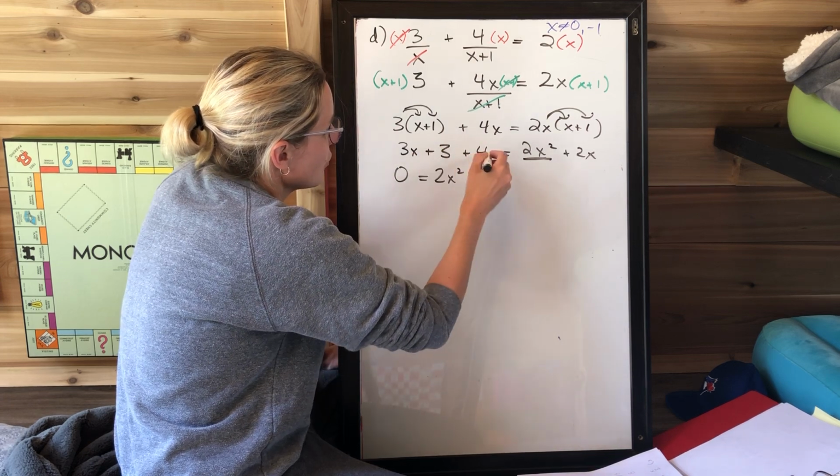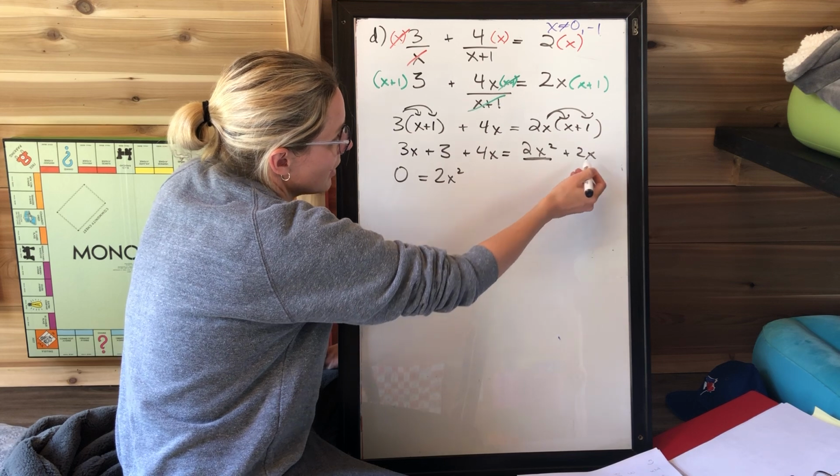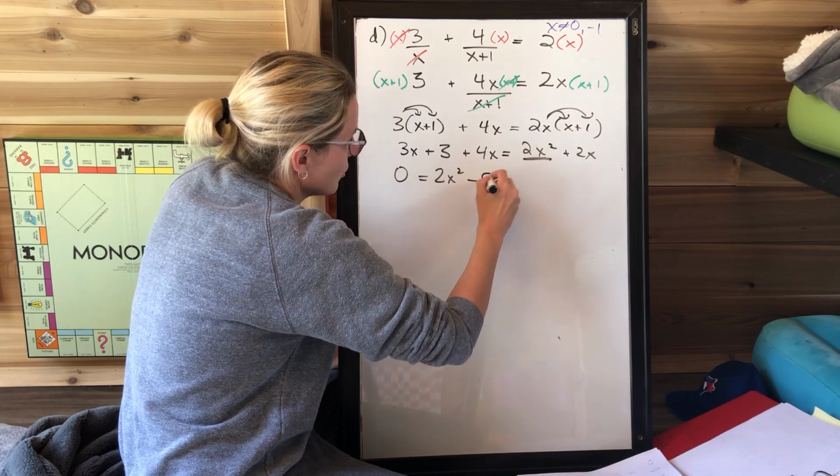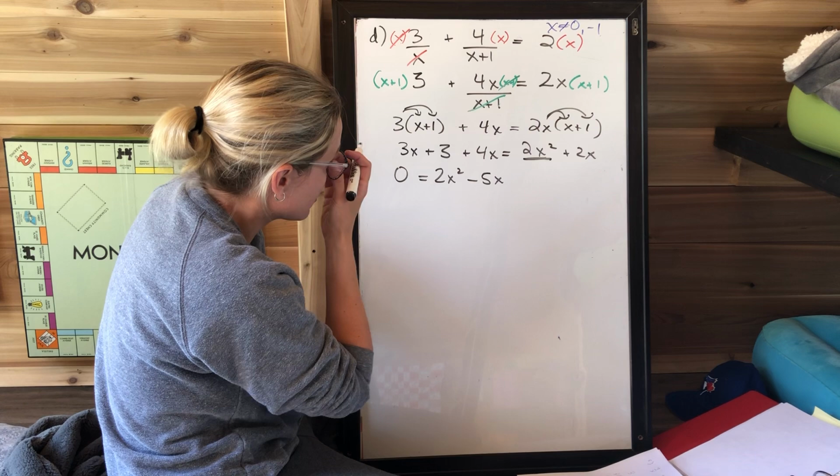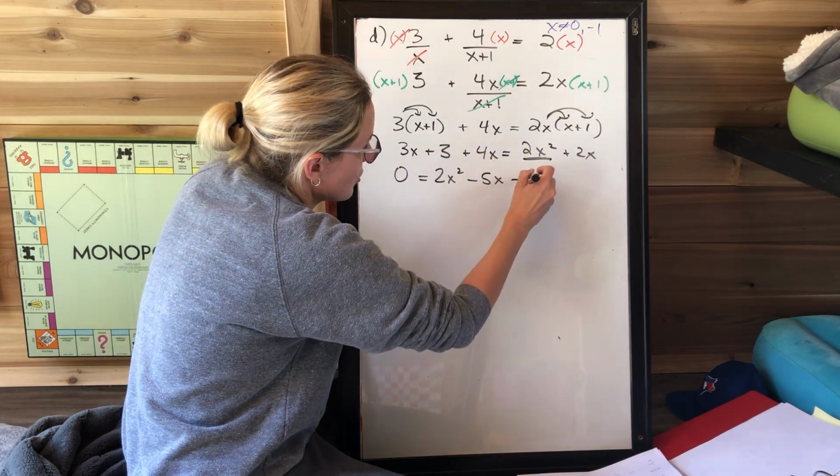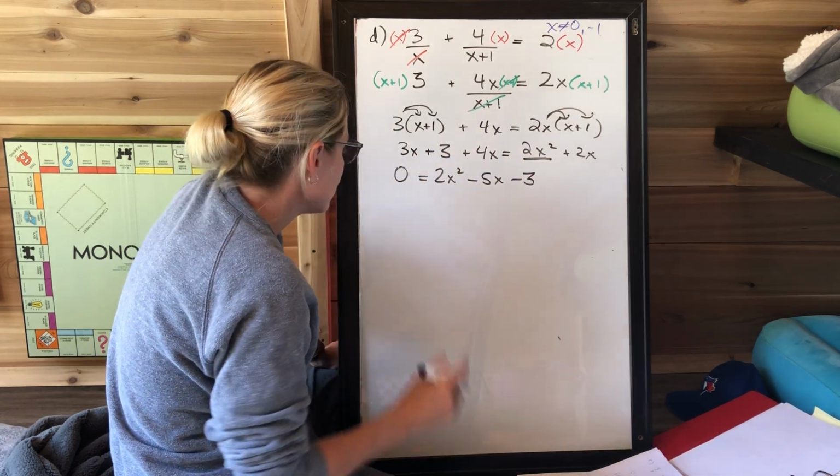You have 7x over here. When you bring it to the other side, it becomes negative 7x, and you had a 2x. So 2x minus 7x is negative 5x. You have a positive 3 here. When it goes to this side, it becomes negative 3.